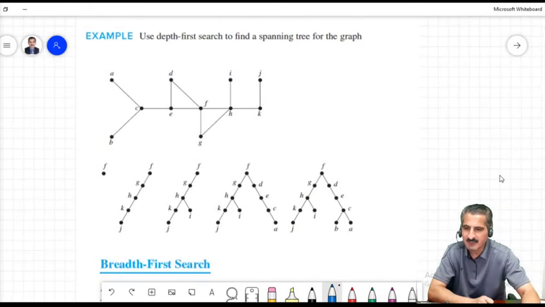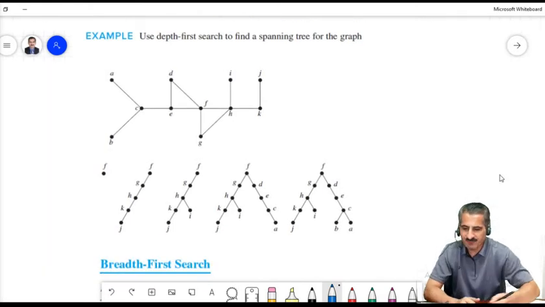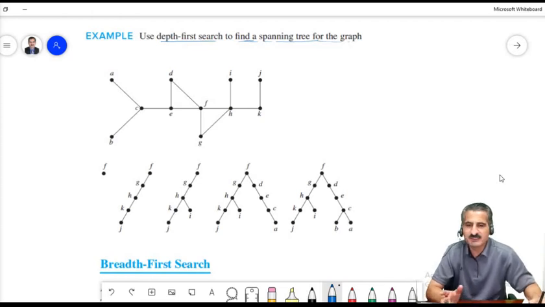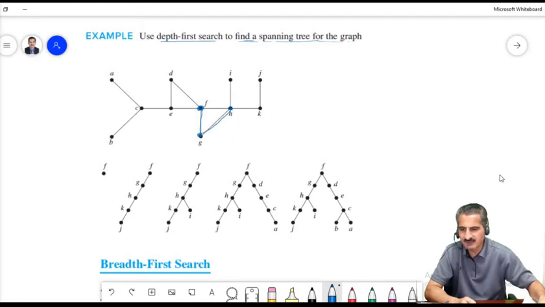Okay, so use depth-first search to find a spanning tree for the given graph. Now it says start at any vertex. Now the book here chose to start at F. And then what does it do? Then it says okay, I will move to another vertex, to G, then I will move to H, then I move to K, then I would choose to move to J.